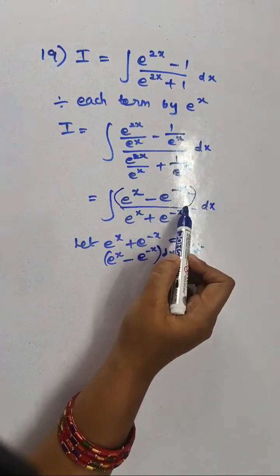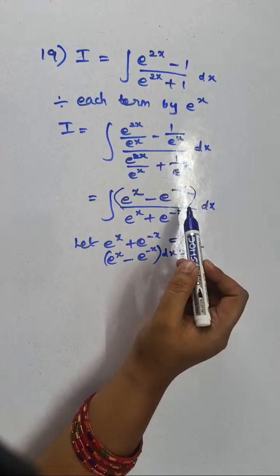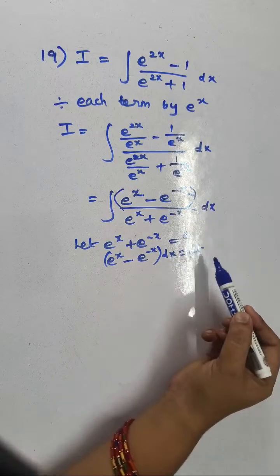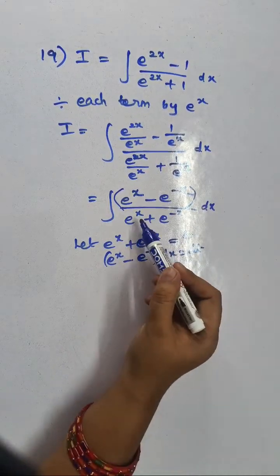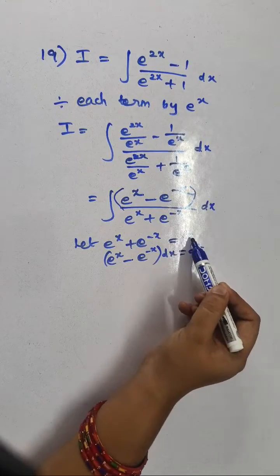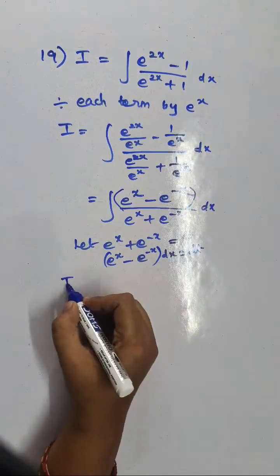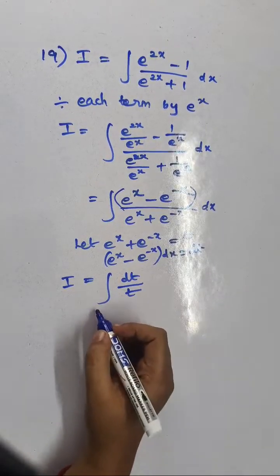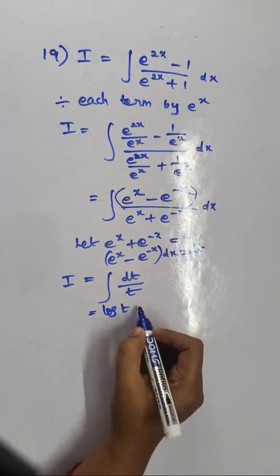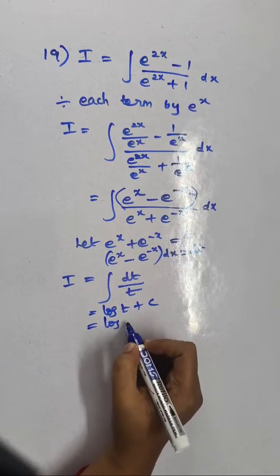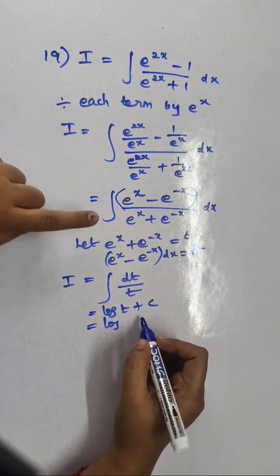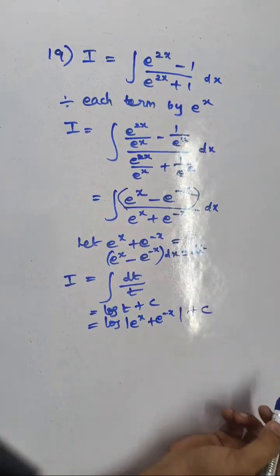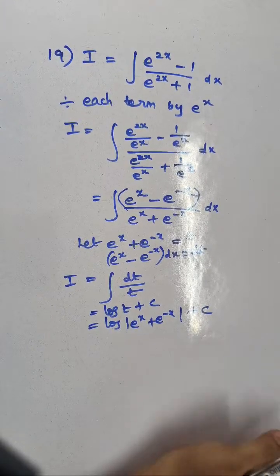Now I have the term here. I can directly substitute. In place of e power x minus e power minus x dx, I can write it as dt. In place of e power x plus e power minus x, I can write it as t. So the given question can be written as dt by t. And integration of 1 by t is log t, and t in terms of x, we have taken t as e power x plus e power minus x, plus c. This is the required answer.